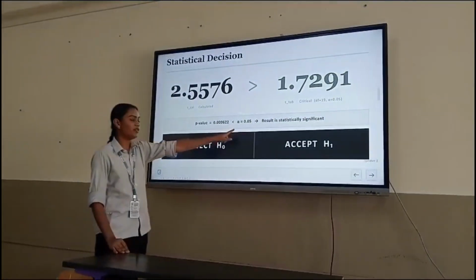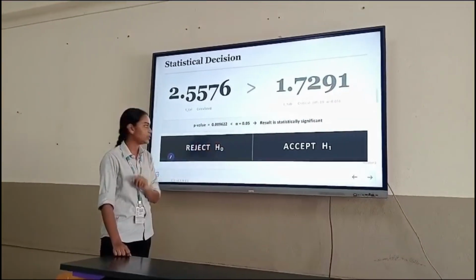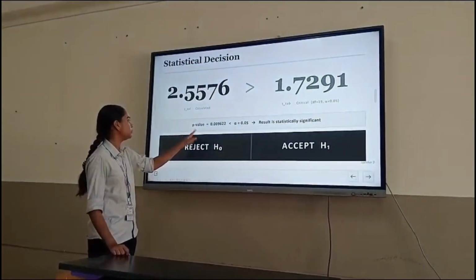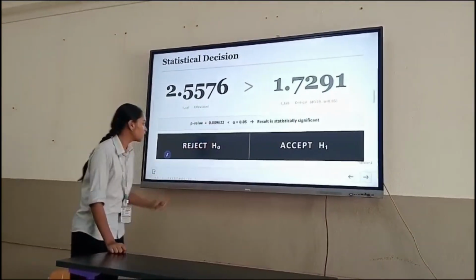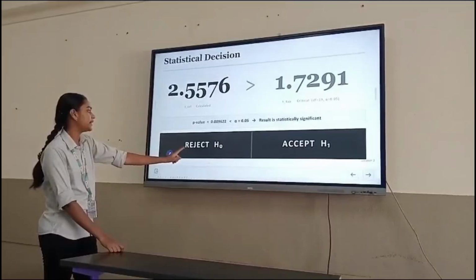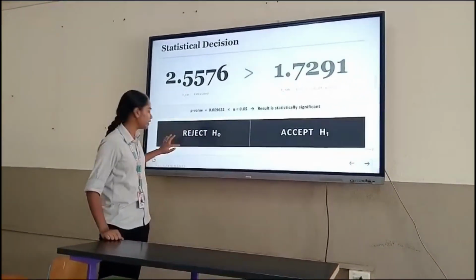So using alpha, the level of significance, which is 0.05, the p value is 0.009622. We reject the null hypothesis and accept the alternative hypothesis.